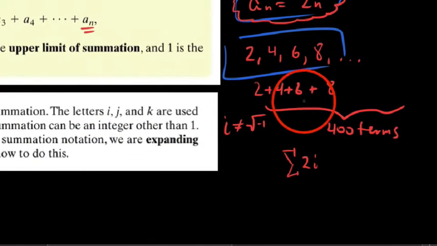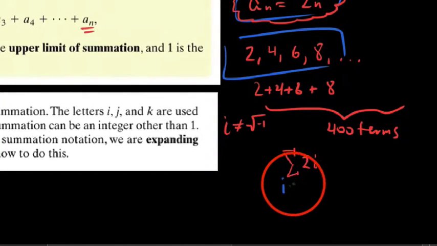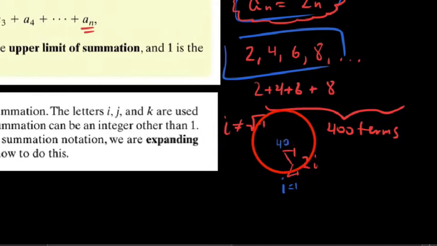So the sum of the first 400 terms of this, if I wanted to write it conveniently, I would just say, add up starting at the first term, going out to the 400th term, all of the terms of the sequence here.